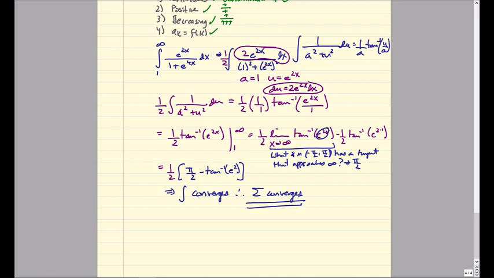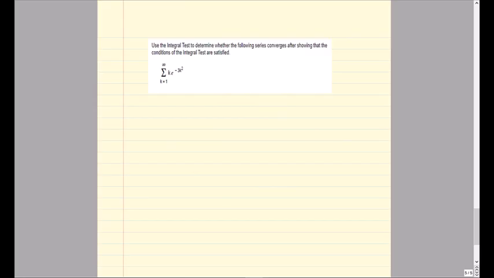But again, all of your integration techniques that you've learned up till now are fair game here, so make sure that you're keeping sharp on those. Next one, we're also using the integral test. So again, for the integral test, I need to start by showing a few things. So we'll name the test. Then I need to show 1, it's continuous. Second, it's positive. And third, it's decreasing, or the terms are getting smaller and smaller.